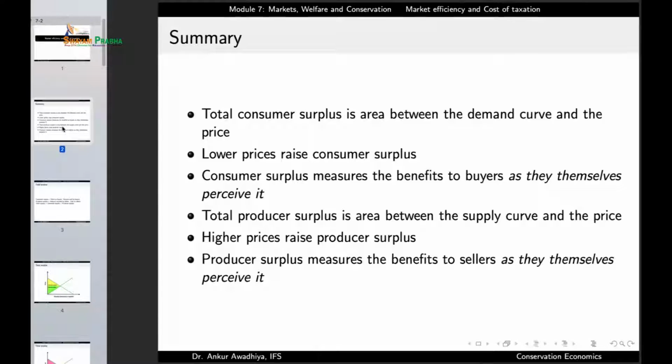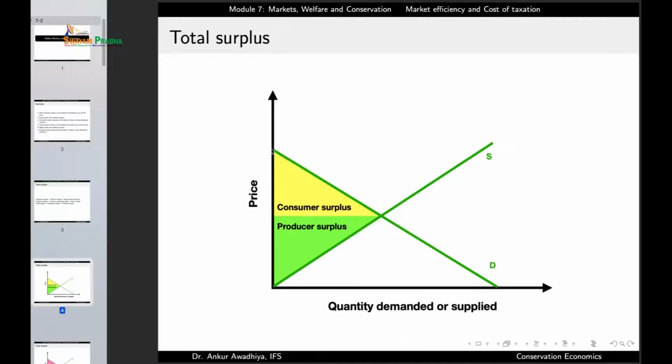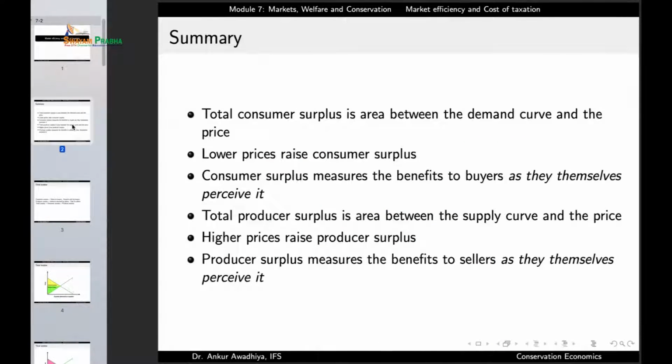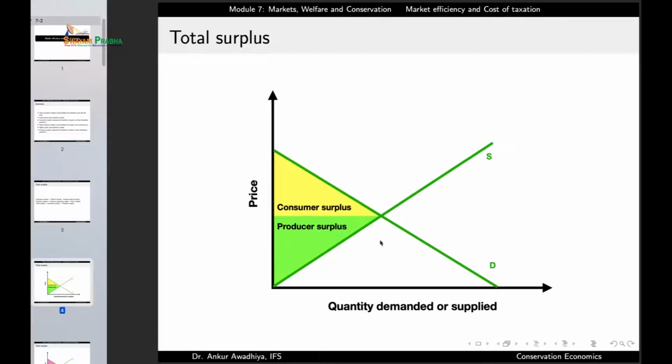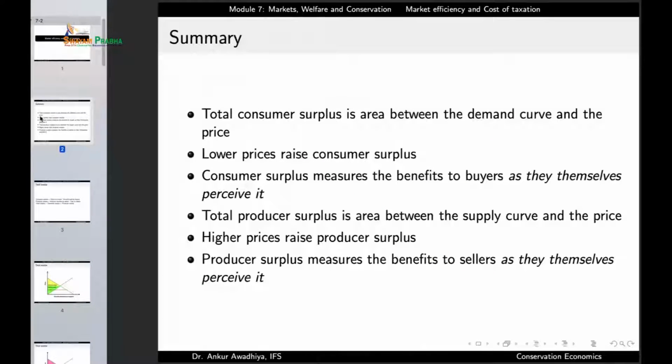We had observed that total consumer surplus is the area between the demand curve and the price. So this yellow colored area is the consumer surplus. Lower prices raise the consumer surplus because when the prices become less, so when you draw a line, say here, in that case, this yellow triangle will extend to this area, and so the consumer surplus would increase. So lower prices raise the consumer surplus.